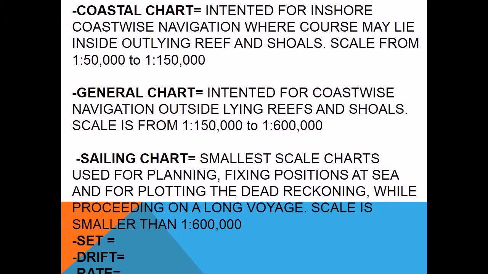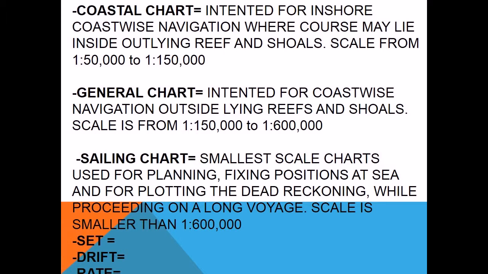Coastal chart: intended for inshore coastwise navigation where the course may lie inside outlying reefs and shoals. Scale is from 1:50,000 to 1:150,000. General chart: intended for coastwise navigation outside outlying reefs and shoals. Scale is from 1:150,000 to 1:600,000. Sailing chart: smallest scale charts used for planning, fixing positions at sea and for plotting the dead reckoning while proceeding on a long voyage. Scale is smaller than 1:600,000.